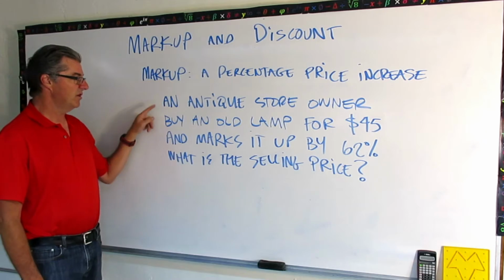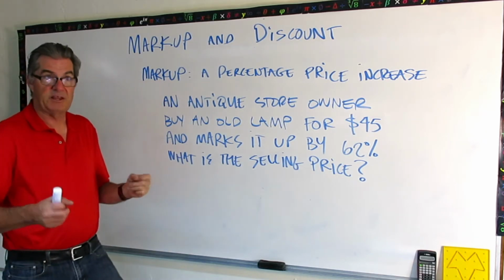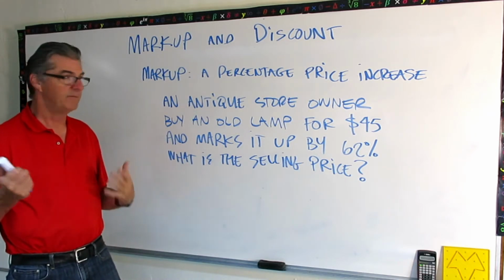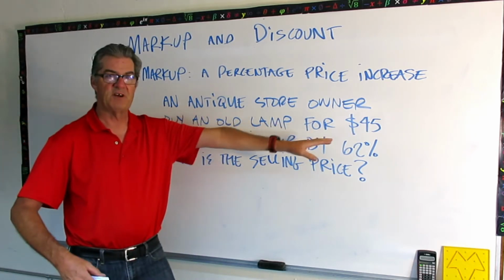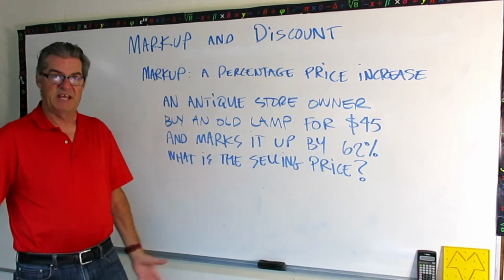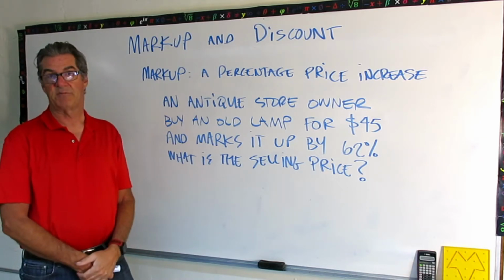An antique store owner buys an old lamp for 45 bucks. So like antique people, they got to find the old stuff that they want to sell in their shop, so they go around and look for things and buy them. So he got this old lamp for $45. And he's going to mark it up by 62%. So he's going to increase that price by 62%. And the question now is, what is the selling price?